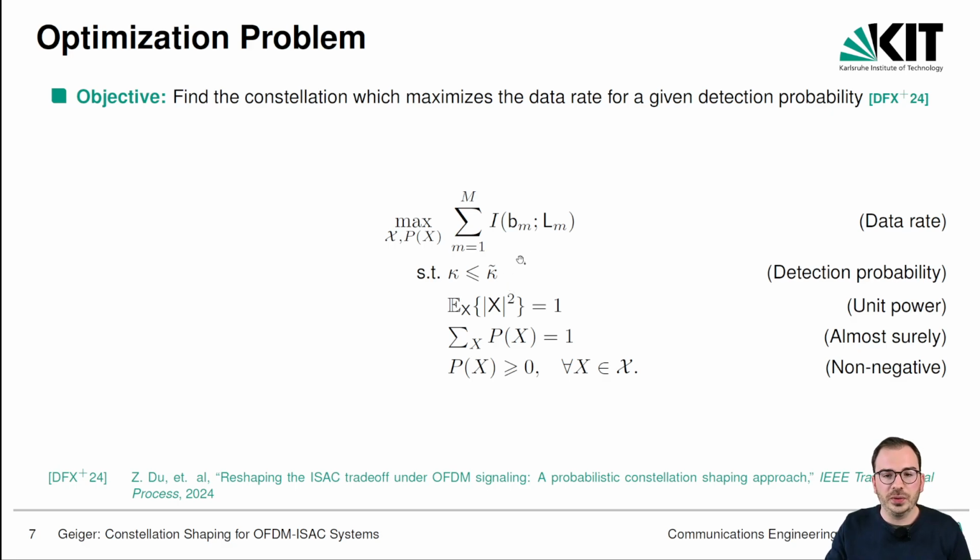This now leads to the following optimization problem. We want to find the constellation, so the set of constellation points and their probability distribution, which maximize the bitwise mutual information, so basically the data rate which we can achieve in a practical communication system, subject to a detection probability constraint, which is expressed here in terms of kappa tilde, since the kurtosis directly relates to detection probability, as we have seen previously.